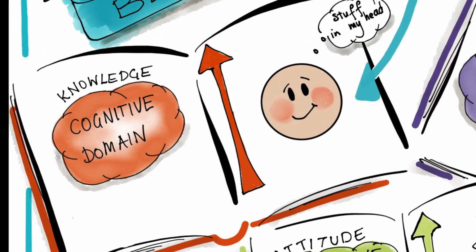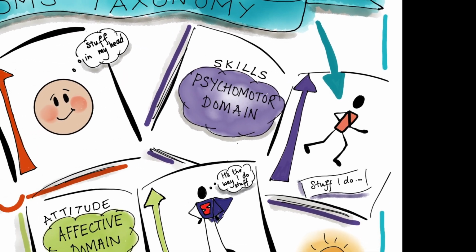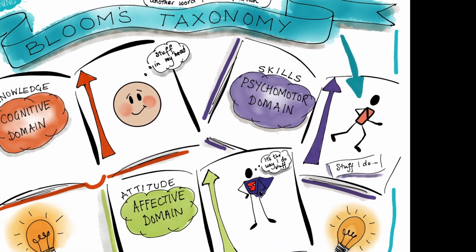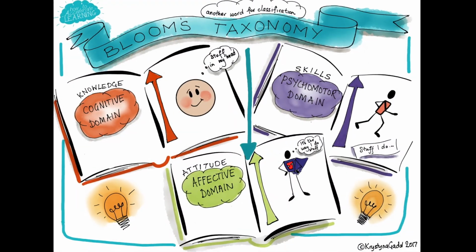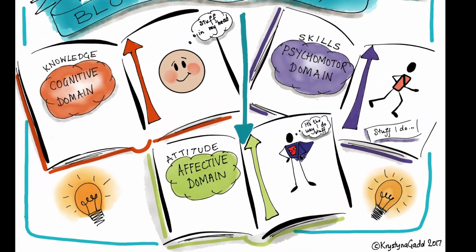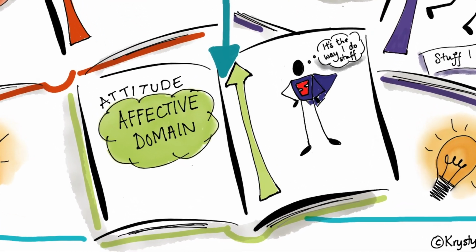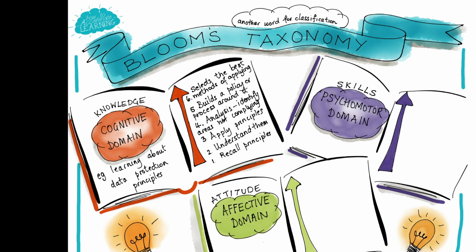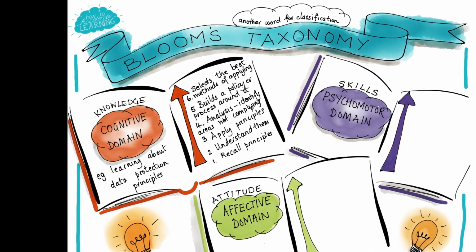The second domain, the psychomotor domain, is all about skills. It's the stuff that you do, that you can see people doing. And the final one is the affective or attitudinal domain. And this is about how you do things. Let's look at each of the domains in turn using a simple example to illustrate.